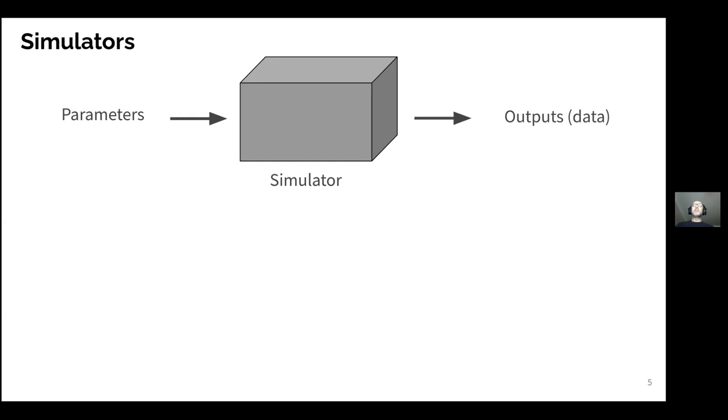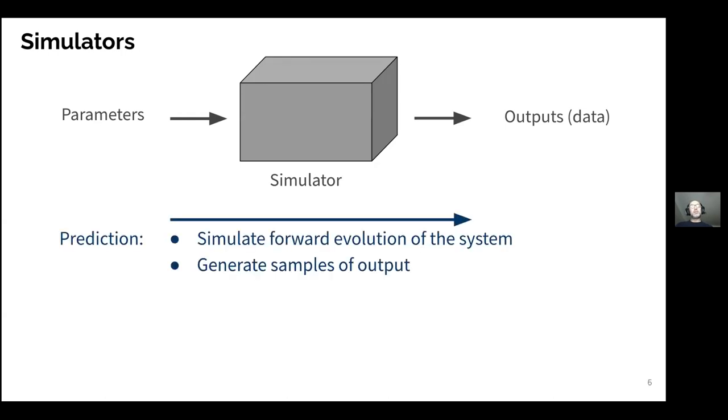So a simulator is a piece of software. It takes some inputs, it gives you some outputs. So you give it some parameters or some inputs, and you get some simulated data out of it. And these things in many cases, especially in physical sciences, model some system, the forward evolution of this system in time.